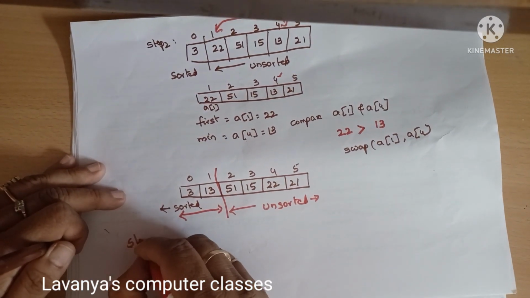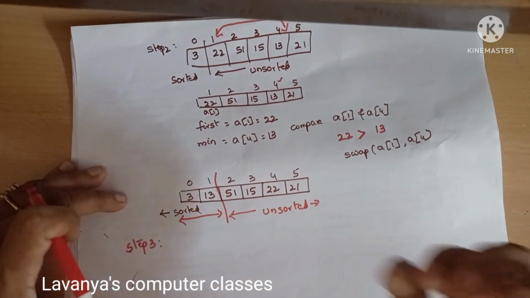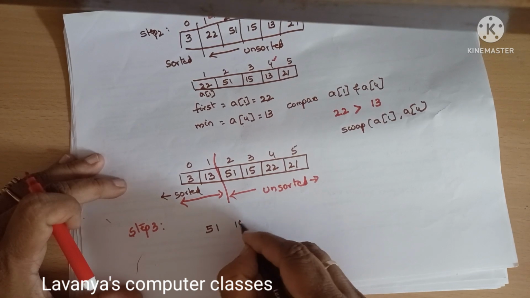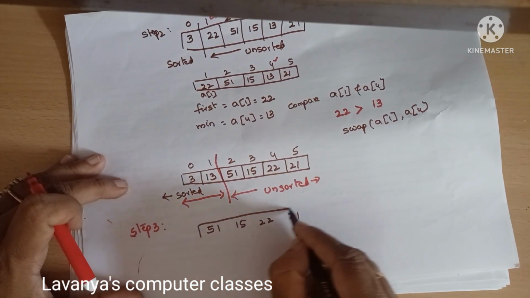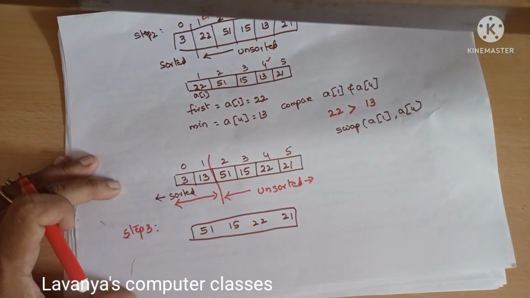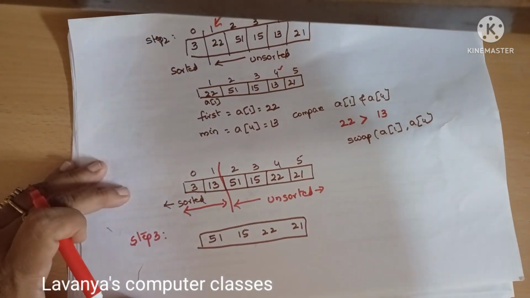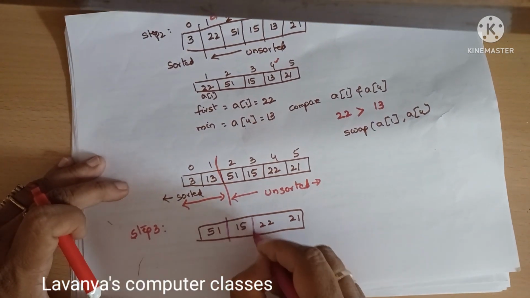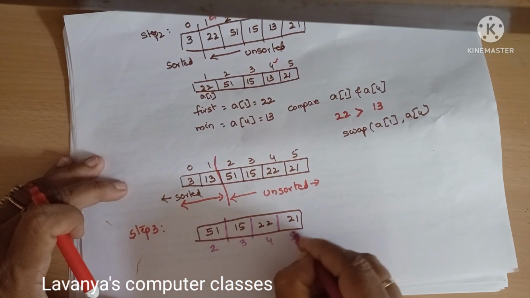The same procedure has to be repeated for step 3 also. In step 3, again the same procedure. What elements do we take? We are taking 51, 15, 22, 21. In this example I take only the unsorted elements, because those sorted elements are finished now. I am not touching the sorted elements. So it is the second place, third place, fourth place, fifth place.